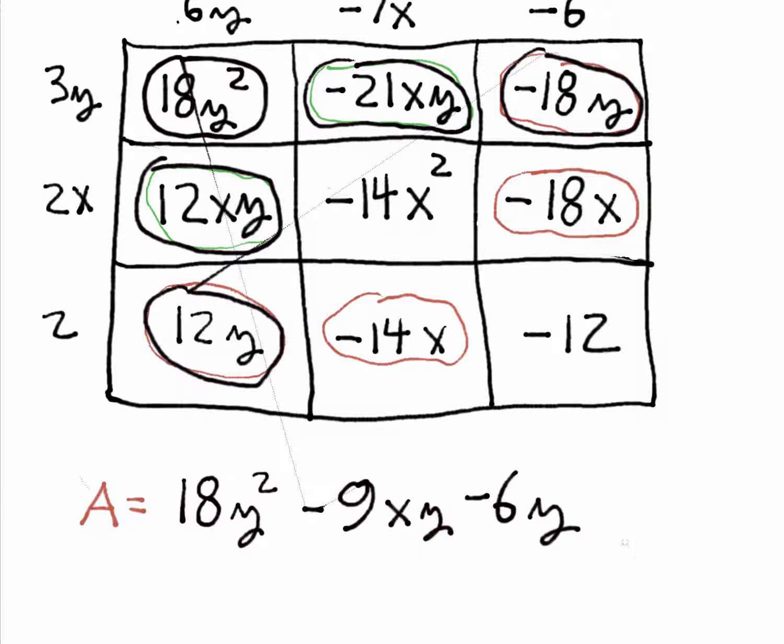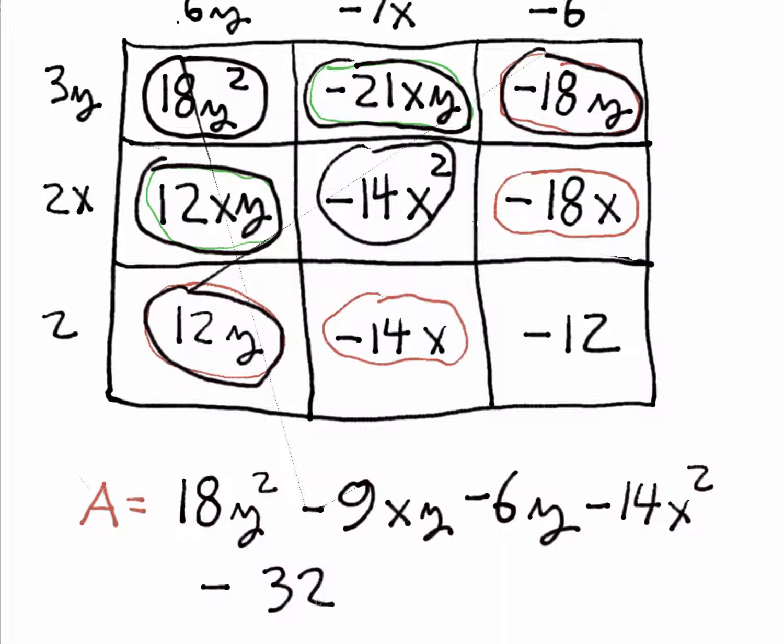Now I'm going to write down minus 14x squared. That took care of this. I'm going to write down minus, now let's see, 18 plus 14, that's what, 32? Okay. 32x. Took care of this, and I'm going to subtract 12. So there we have it.